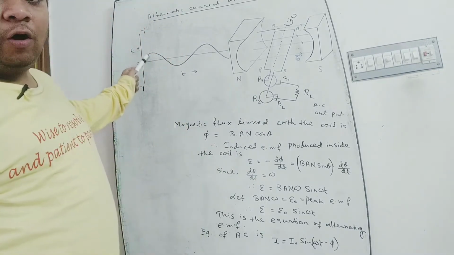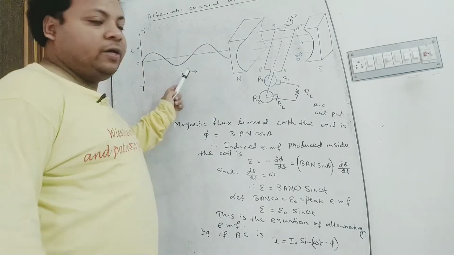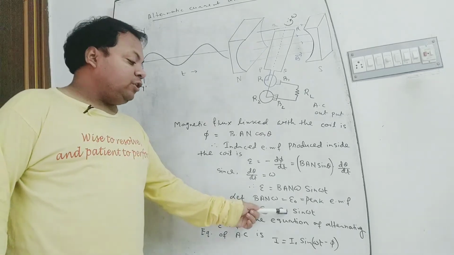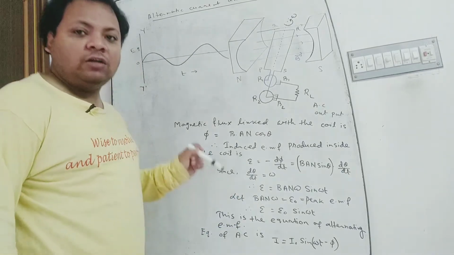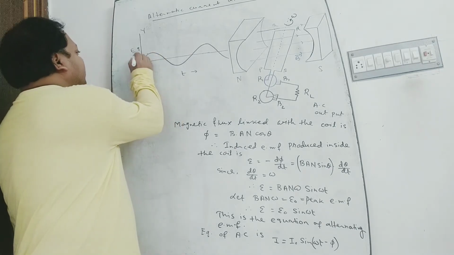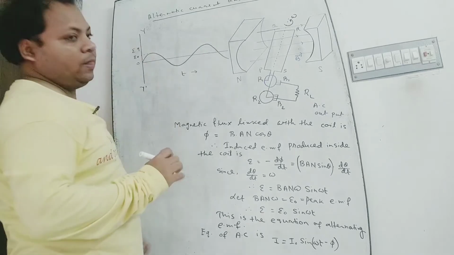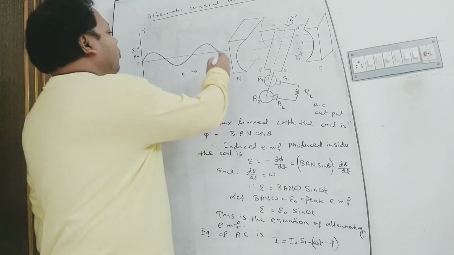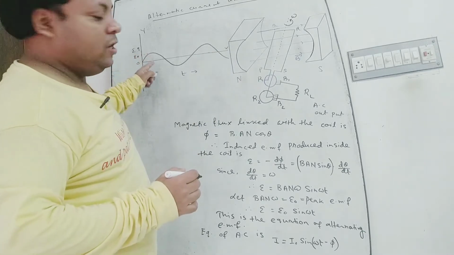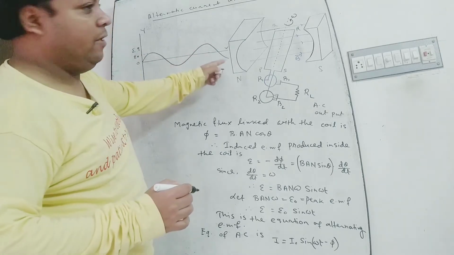Therefore, the graph of alternating voltage is sinusoidal. Here epsilon 0 is the peak EMF. Along the x-axis we plot the time and along the y-axis we plot the EMF. The magnitude and direction of EMF changes with time.